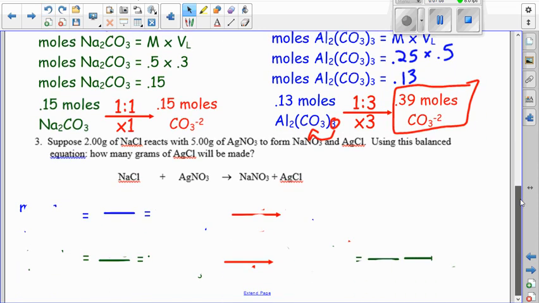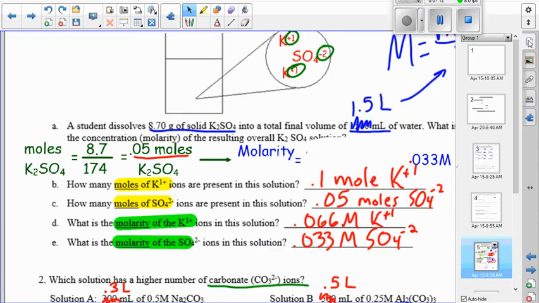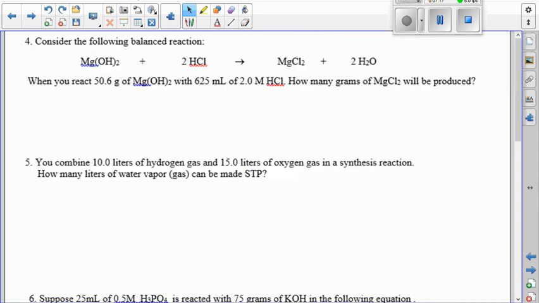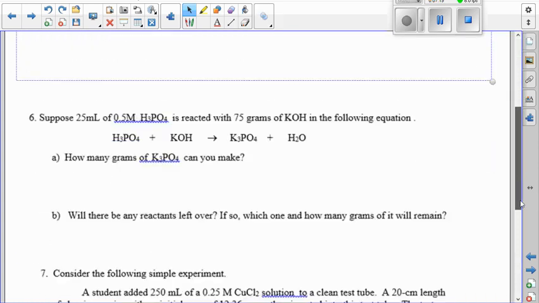So there's that. This problem right here, it's a nice little limiting excess Stoich. It's a great practice problem. I strongly suggest you try that one, number 3. And that will be it for review sheet number 2.